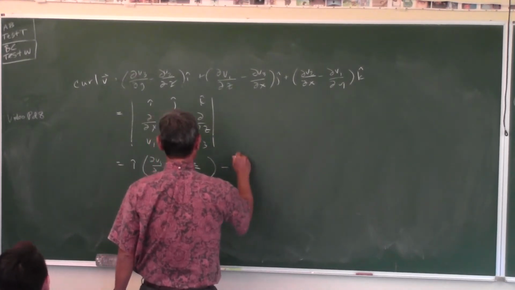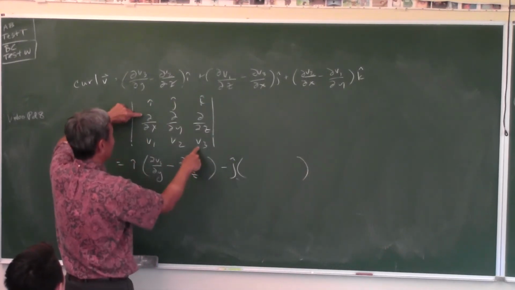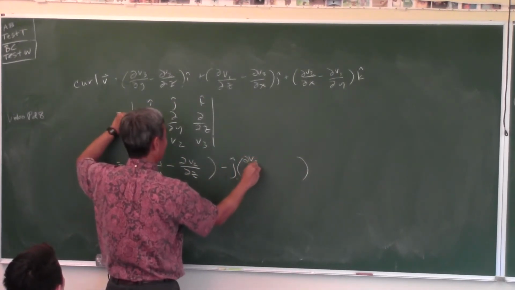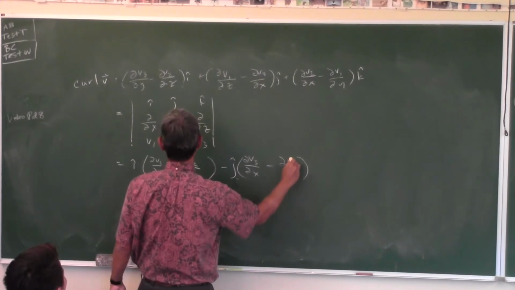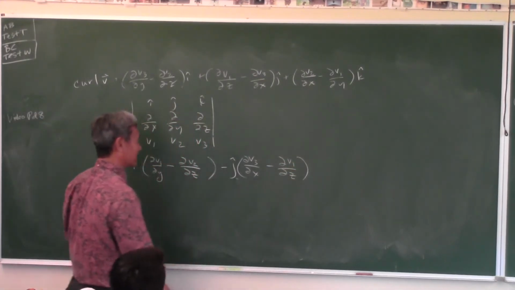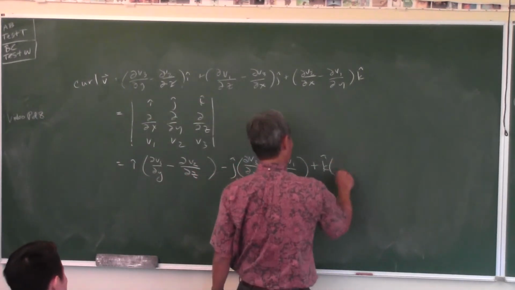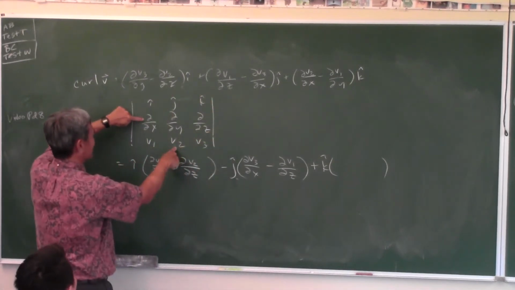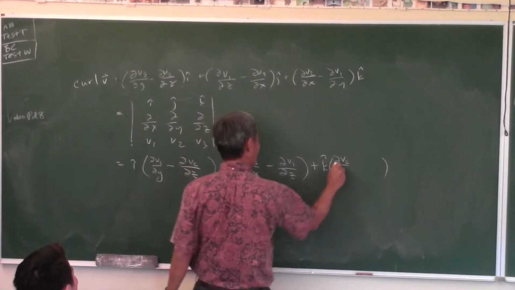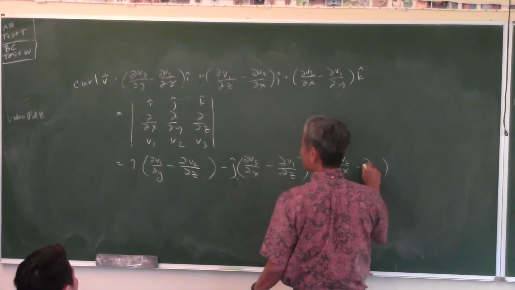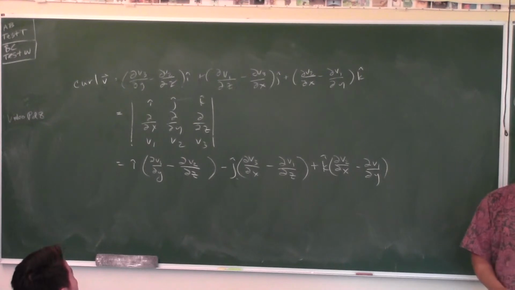Minus j times, if you cross out the row and column, it's this and this. So the partial of v3 with respect to x minus the partial of v1 with respect to z, and then you can distribute the minus sign. And finally, k: cross out the row and column, it's the partial of v2 with respect to x, minus the partial of v1 with respect to y. That's how you compute the curl.